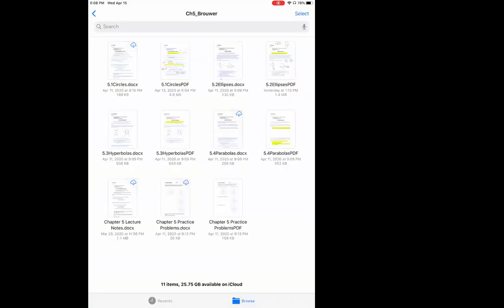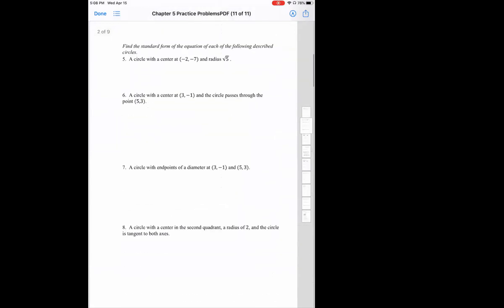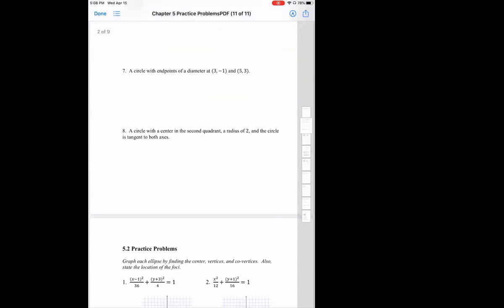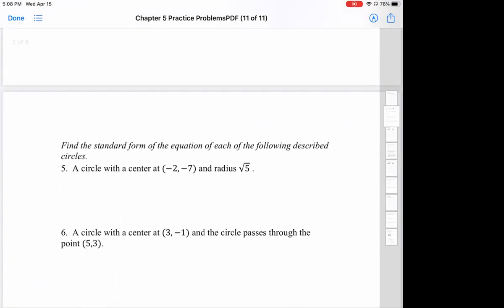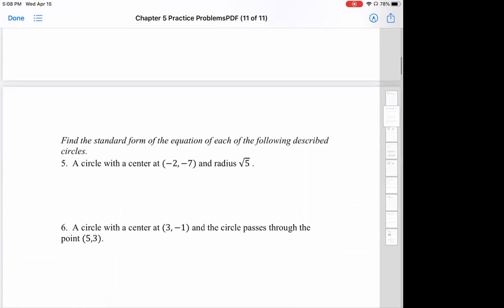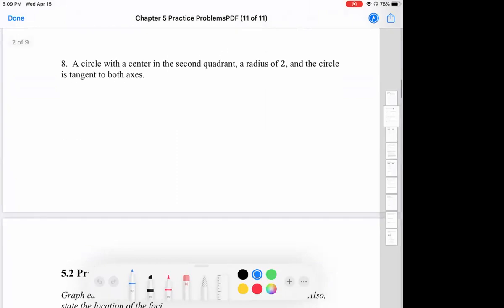All right, let's take a look at our homework. Chapter 5 practice problems, 5.1, number 8. What do the instructions ask? Find the equation of each of the following described circles. It says a circle with a center in the second quadrant, a radius of 2, and the circle is tangent to both axes. Okay, that one's really weird. That's a great question.